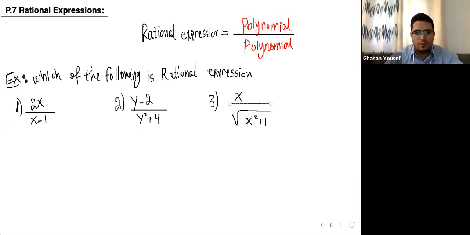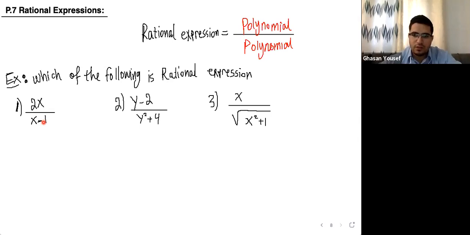So all of them, as we see here, are expressions. So you have to ask yourself, are the numerator and the denominator both polynomials? Is 2x a polynomial? It's a binomial, so it's a polynomial, right? Because any binomial is a polynomial. What about x minus 1? Is it a polynomial? Binomial, yes, so it's a polynomial.